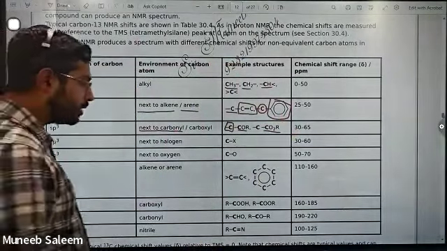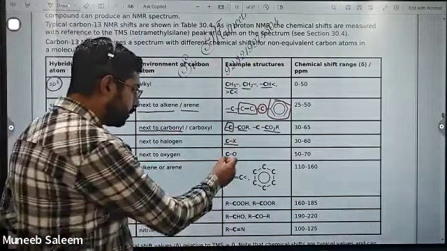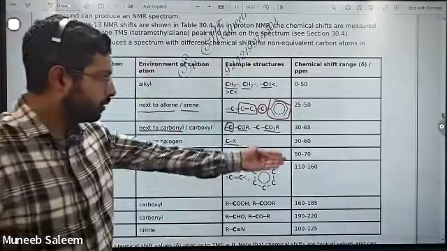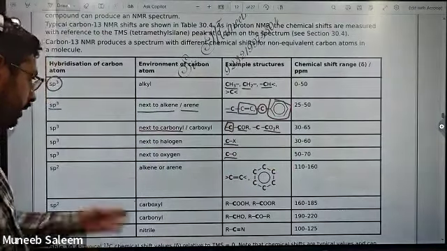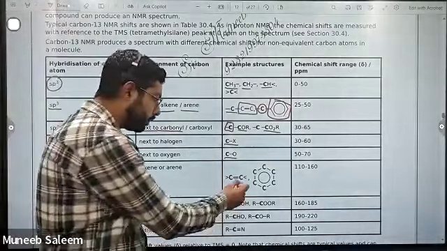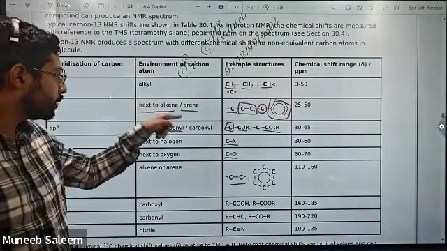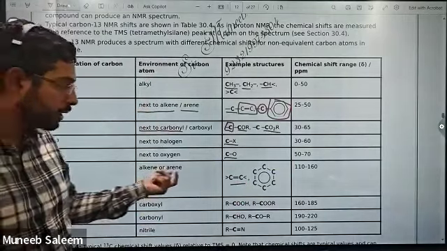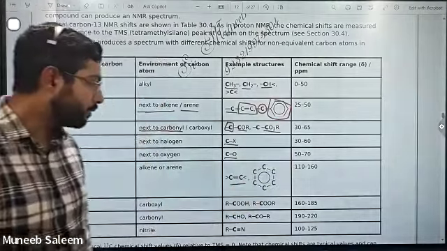Now here is sp3 carbon bonded with a halogen, and sp3 carbon bonded with oxygen. You can see that the values are changing and they have some ranges. This is an alkene, where the carbon is a part of the alkene. It is not like the one next to the alkene; instead, it is a part of the alkene or a part of the arene. For this case, this is the range.